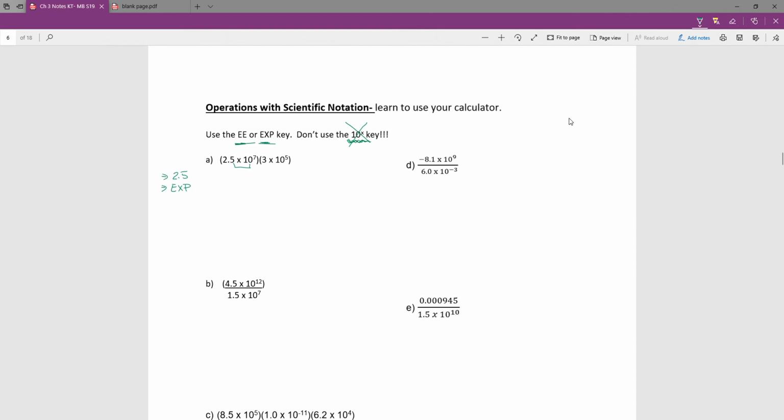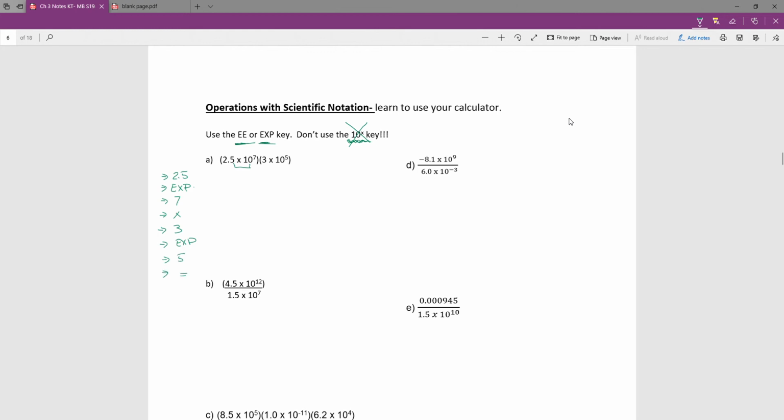After that, I'm going to enter the exponent. So 7. I never hit the times button. I never hit the 10 button. This EXP does that for you. Now, I'm going to multiply that by another number in scientific notation. So 3, EXP and 5, and then equals.